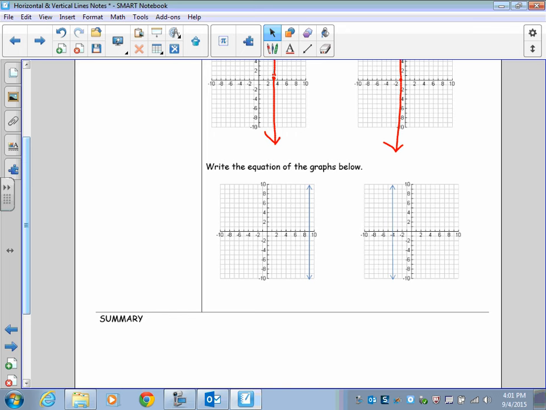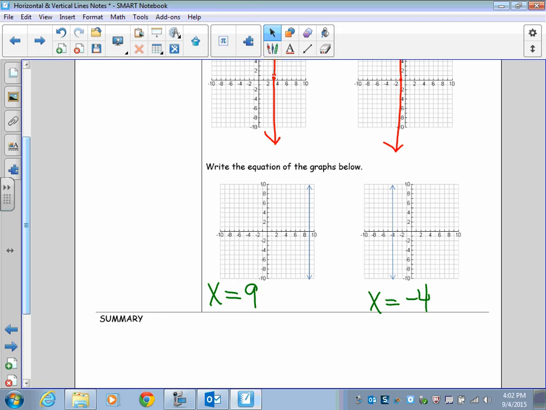Your x-intercept is where the line crosses or meets the x-axis. And in our case, in our first graph, our x-intercept is 9. So our equation is x equals 9. In my second graph, my x-intercept is -4. So our equation is x equals -4.